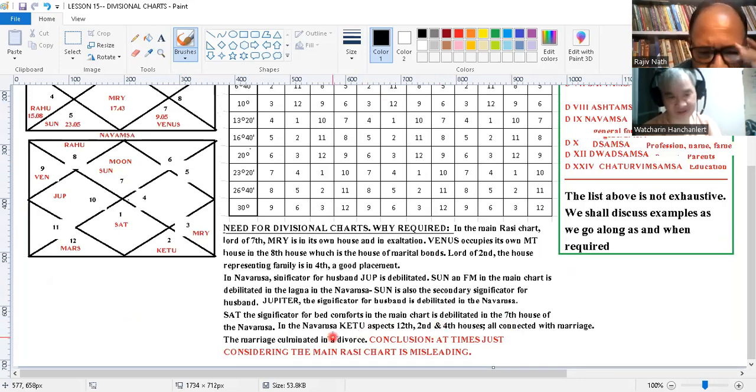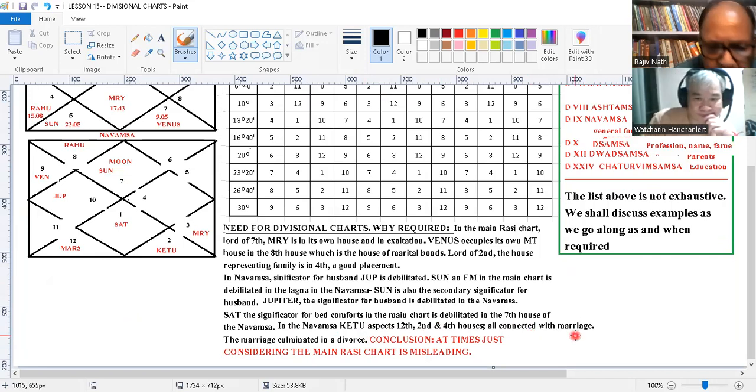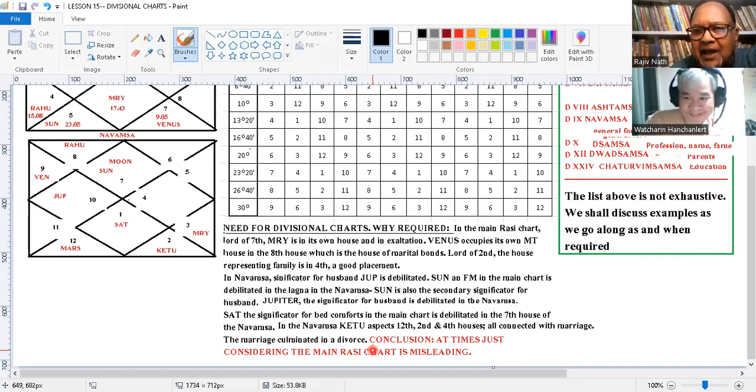In the Navamsa, Ketu aspects the 12th, 2nd and 4th houses, all connected with marriage. When we come to marriage, we'll see which are the important houses. The marriage culminated in a divorce. The marriage did take place. We see that the significators for giving marriage are quite strong in the main chart. But that is marriage, and married life is another aspect.